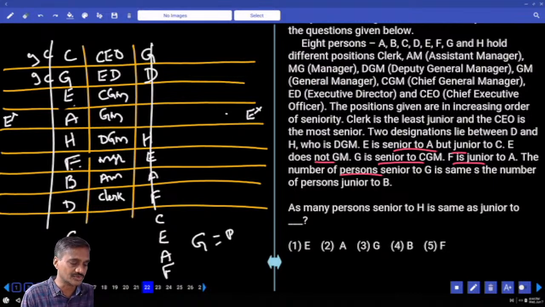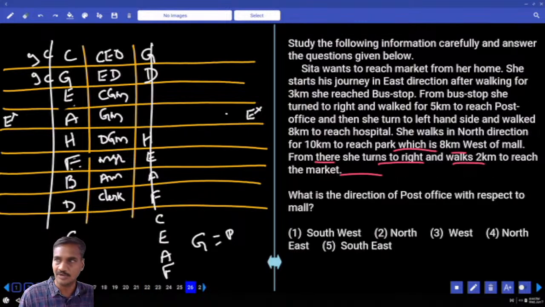Now this is about question numbers 22 to 25. Then next, 26 onward. In question number 26 and 27, they are based on direction. How many of you have done 26 and 27?